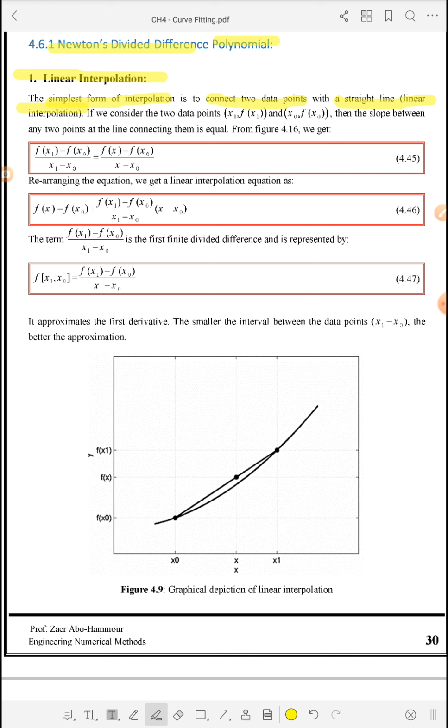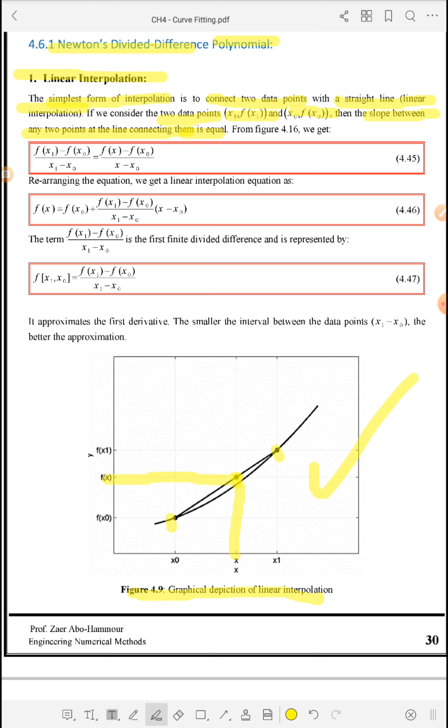Okay, so assume that we have a pair of data points, two data points, x1, f of x1, and x naught, f of x naught. So the slope between any two points on this straight line will be the same. And this is shown in this figure 4.9. So this is x naught, f of x naught. This is x1, f of x1, and this is x, f of x.